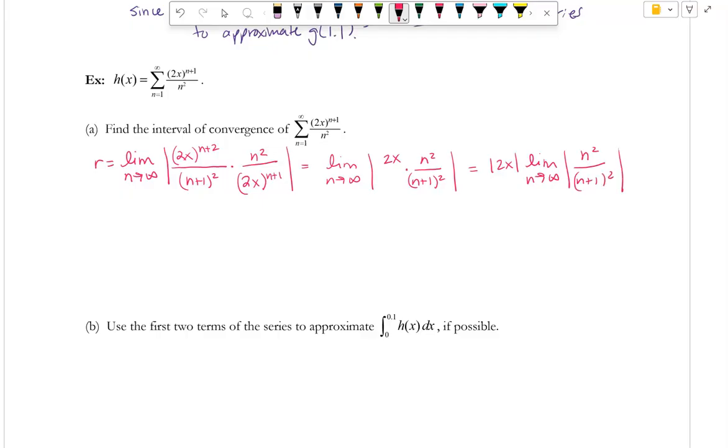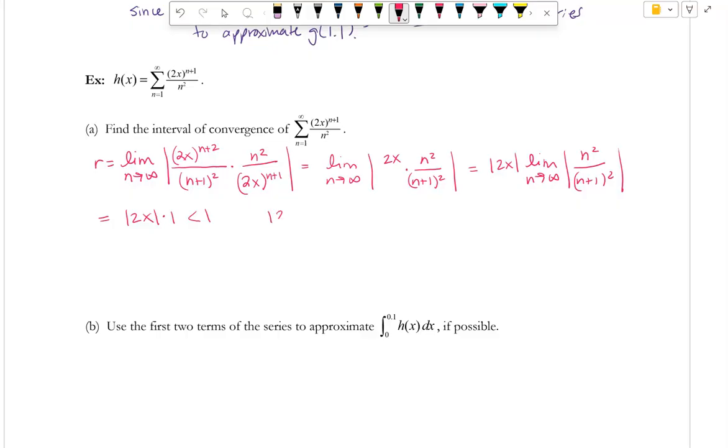All right, and then when I evaluate this limit as n goes to infinity, I really could think of that as n squared over n squared. So my limit becomes 1. So the absolute value of 2x times 1 is what I get. And again, I know this converges when my ratio r is less than 1.